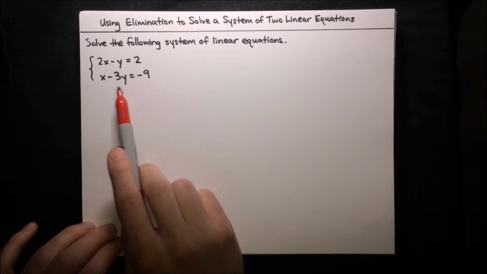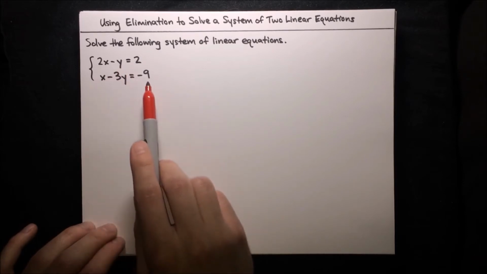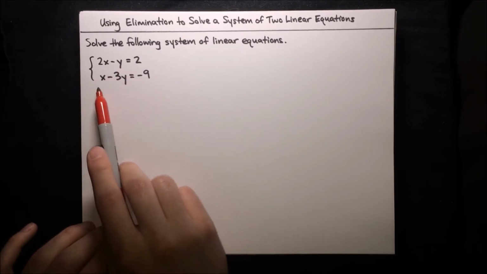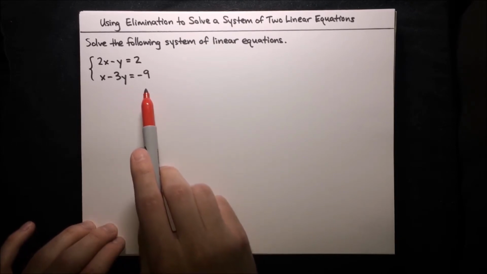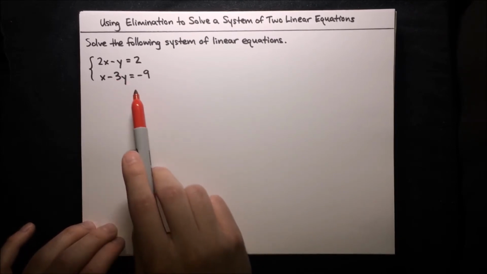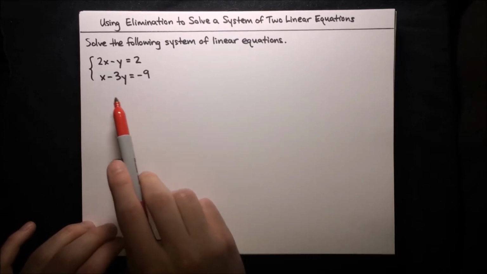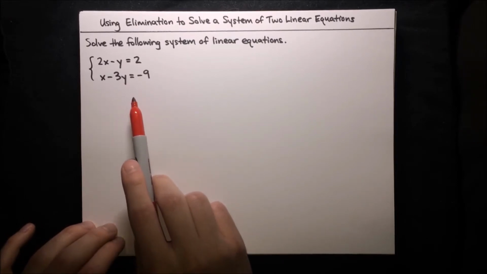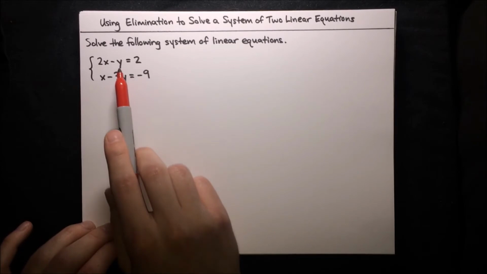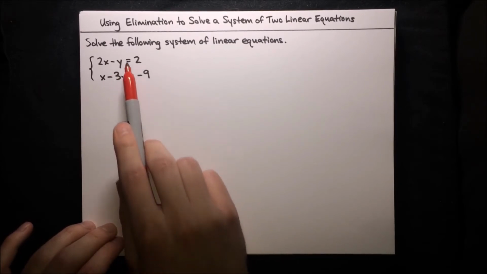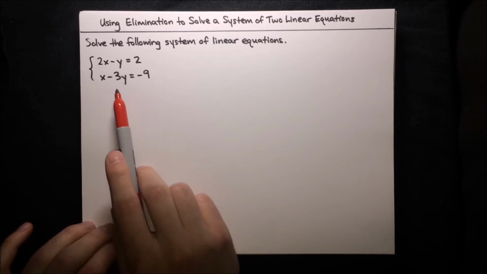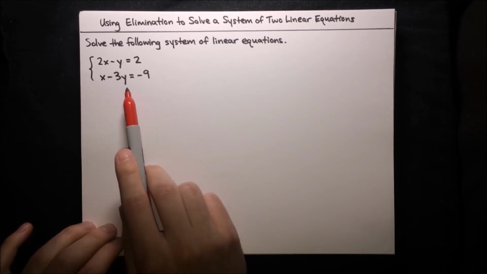So we could, in theory, just add these two equations together and get a third equation, 3x minus 4y equals negative 7. And that would be a perfectly valid equation for this system. But of course, that would still have two variables in it, so it wouldn't help us too much. So the idea here is before we add these two equations, we're going to multiply each equation by something so that when we add them, one of the variables will cancel and we'll be left with a single variable equation.